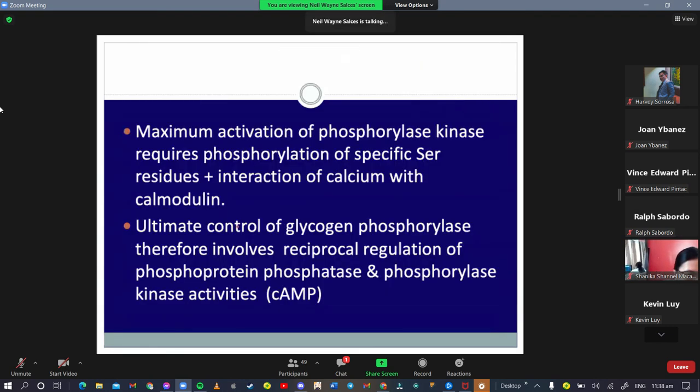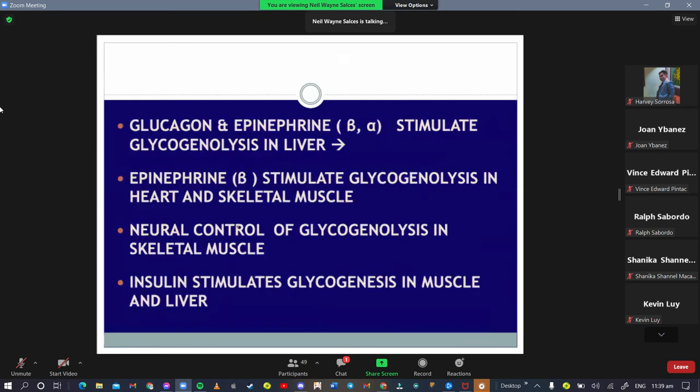Okay, so your maximum activation of the phosphorylase kinase, as mentioned earlier, requires the phosphorylation of specific serine residues, plus the interaction of your calcium with calmodulin. So the ultimate control of your glycogen phosphorylase therefore involves a reciprocal regulation of your phosphoprotein phosphatases and phosphorylase kinase activities through your cAMP.